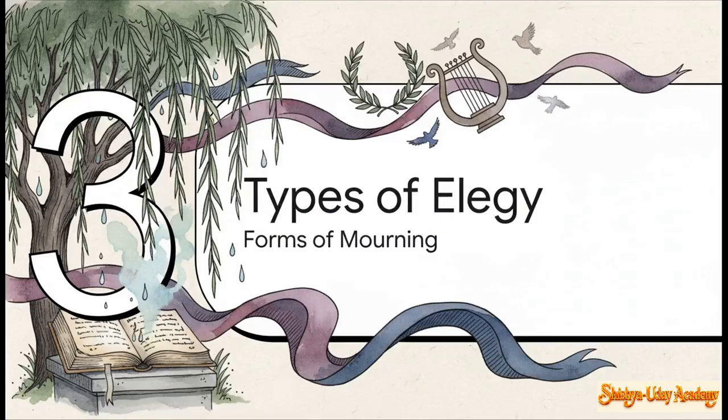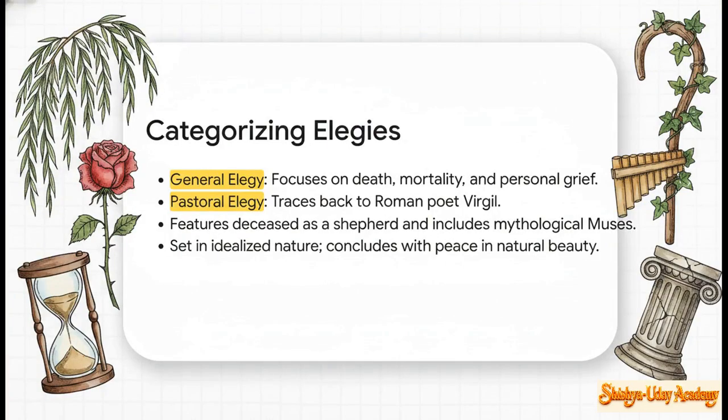All right, section 3, types of elegy, categorizing the forms of mourning. So we can break this down into two main categories. First up is the general elegy, which focuses on those universal subjects, death, mortality, and the deeply private experience of grief. But the second type, the pastoral elegy, listen up because this is a massive high-yield topic for your exams. You always want to keep an eye out for those rustic shepherd tropes and mythological shoutouts.